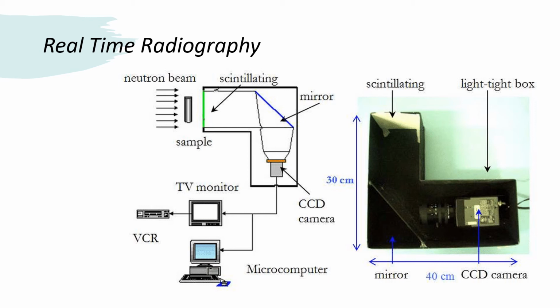Fluorescent units have the disadvantage of lower sensitivity due to the higher unsharpness of the screen. So students, these are the real-time radiography techniques.